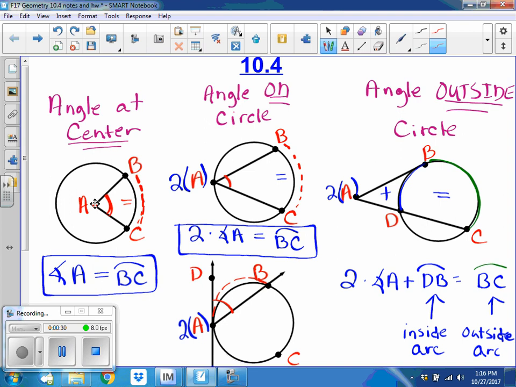The second scenario is if the vertex of the angle is on the circle, anywhere on the circle. Now, if it's on the circle, then you have to double the angle, and that equals the measure of the intercepted arc. So you do 2 times angle A, this angle right here, and that equals arc BC.